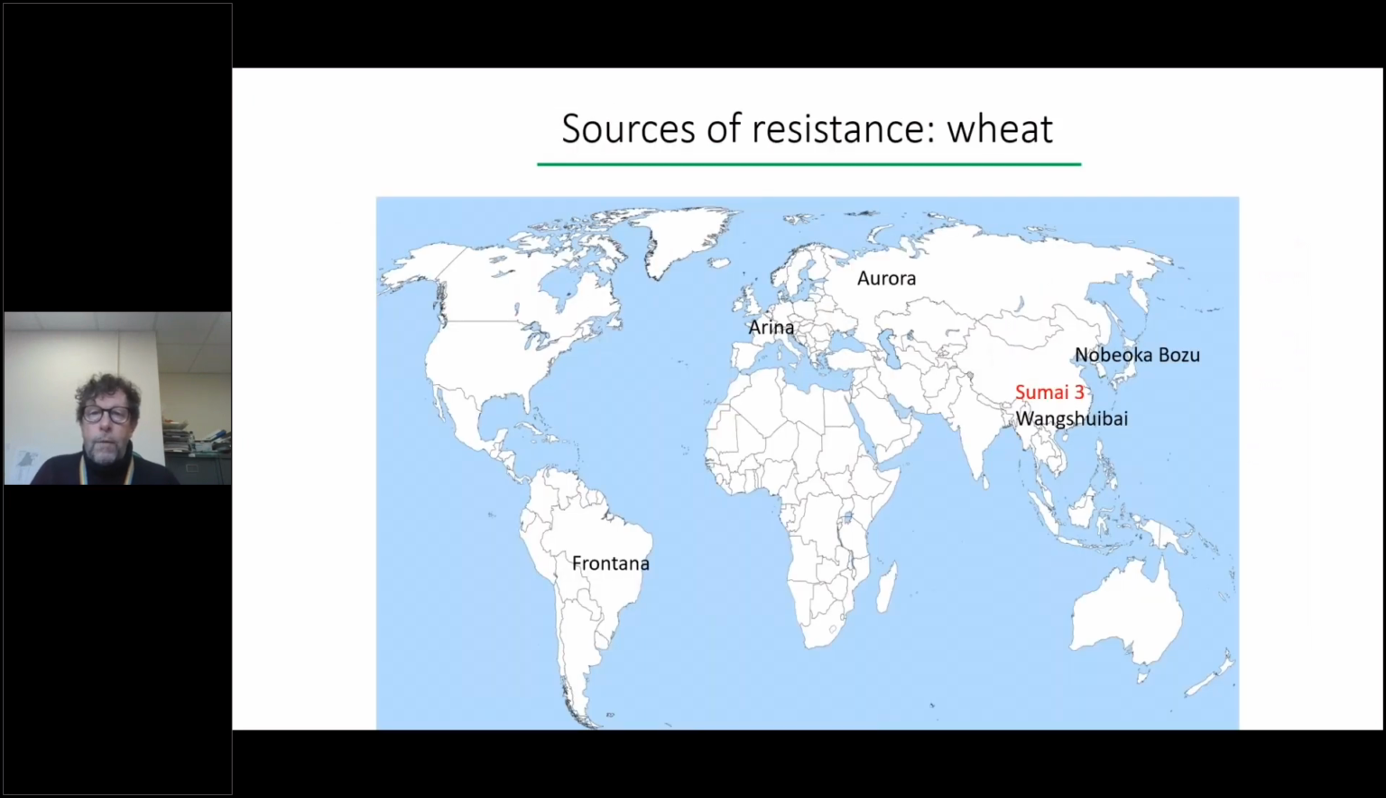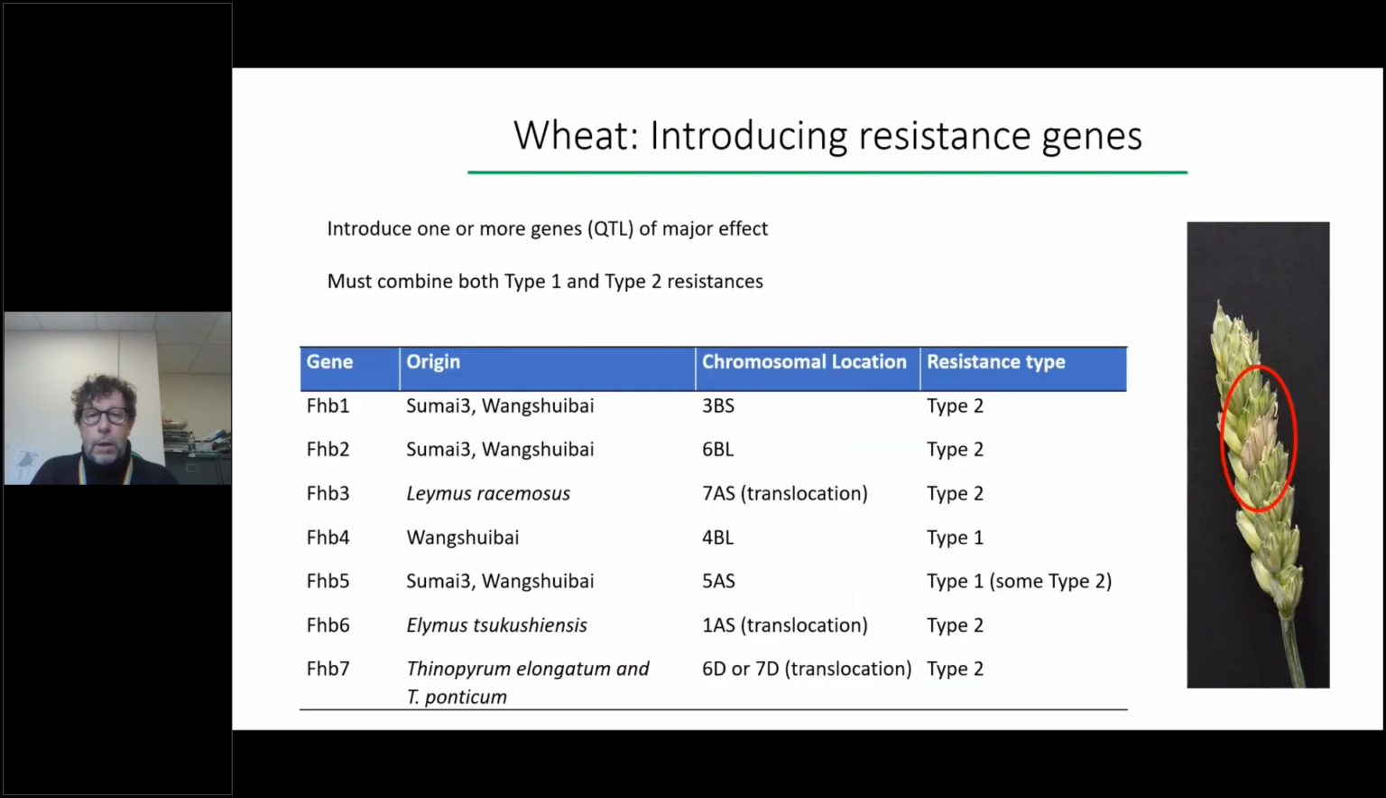If we're looking for sources of resistance, most of the resistance available to us is coming out of Asia. There's a little in Europe and South America, but most is coming from Asia. And we consider resistance as being of two types. Resistance to the initial infection of the heads is governed by what we call type 1 resistance, and the spread within the head is the type 2.